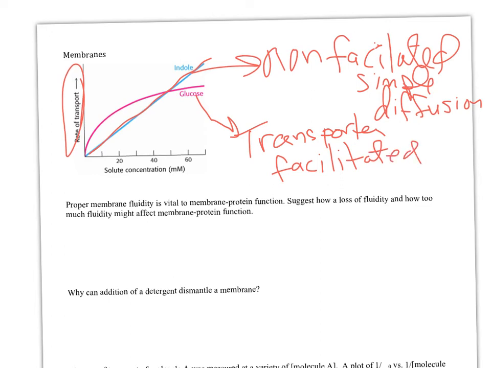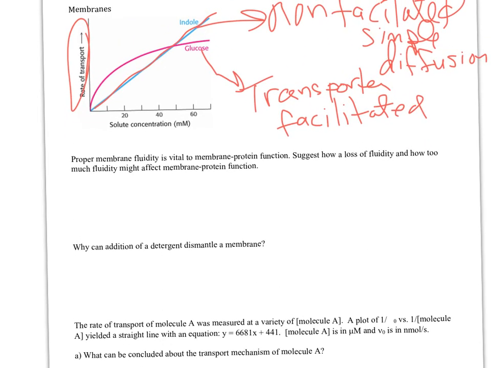Facilitated. Now, this does not mean that it is necessarily active, because you could still have facilitated transport that's also passive. But it could be active if the transport formed a gradient and was coupled to another very favorable chemical reaction that helped drive the overall process.